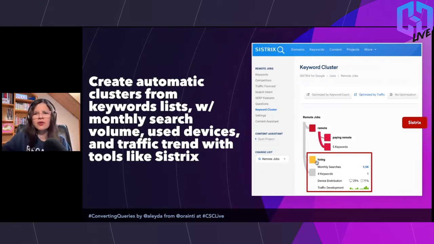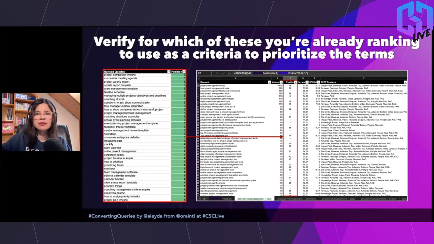You can actually also automate this with functionalities like the ones of Sistrix, where you will be able to import a keyword list and they will generate keyword clusters for you, also including the monthly searches for each, the device distribution for each, and the traffic trend development for each one of them too. And then you can verify for which of these groups you already are ranking or not. And you can also use that information as an additional criterion to prioritize the terms accordingly.